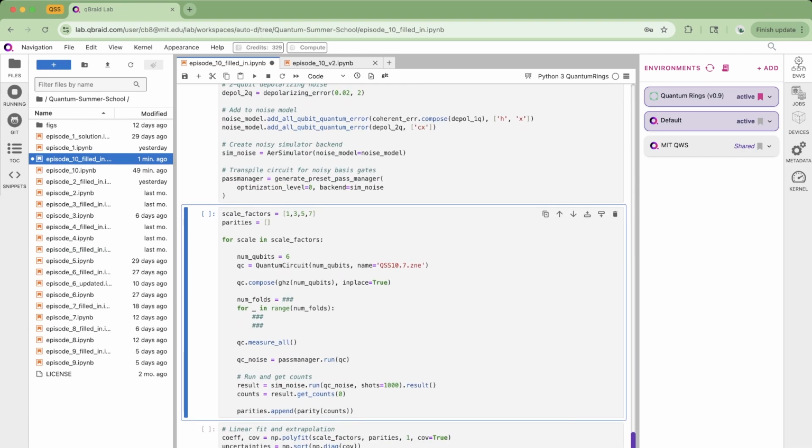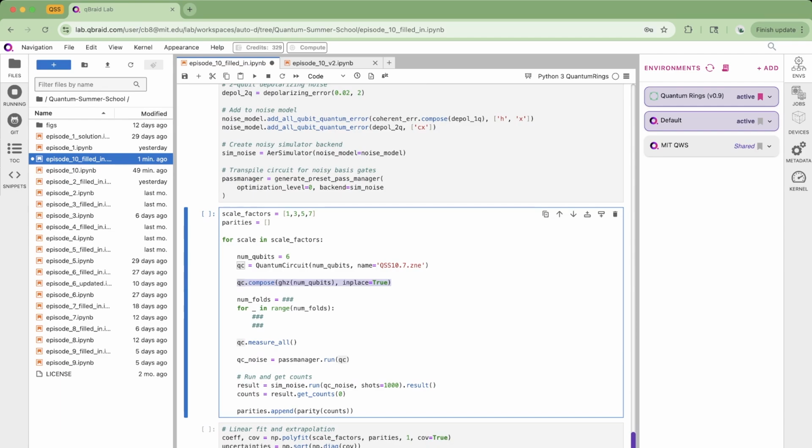Now the circuit that we're going to use is our GHZ state. And we want to consider different scale factors for noise. So if the scale factor is 1, then we're not going to add any additional gates. We just want to see the bare circuit, like the standard unitary U. For scale factor 3, now we're going to have 3 times the noise because we're going to have U and then 1 fold, U dagger U. And if we add another, we'll have 5 times the noise and then 7 times the noise.